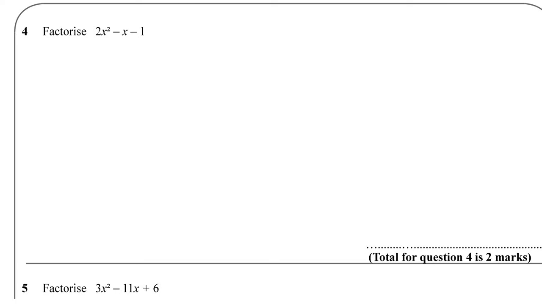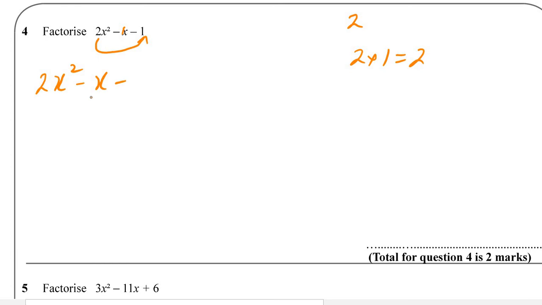First things first, we times 2 with 1, so it's going to be 2. So we're gonna find two numbers. When you times, you get 2, and when you add or take away, there's a 1 here, so we get 1. So 2 times 1 is 2, and 2 take away 1 is 1, so we got it. So 2x squared minus x minus 1.